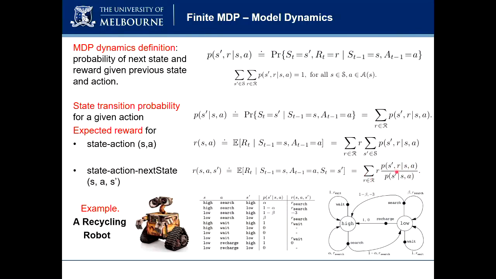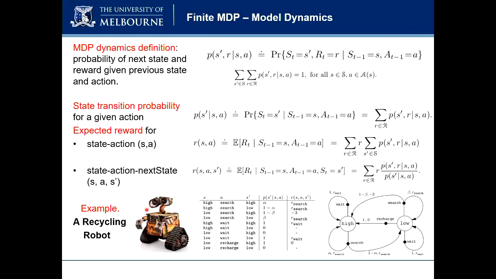And this is a conditional probability way of writing it, P of R given S, A, and S prime, right? So if you write it this way, that's the conditional probability. So just open your probability book and make sure that you understand these conditionals here.